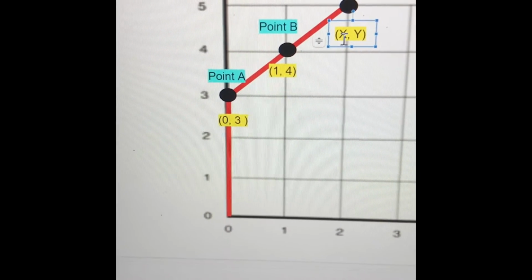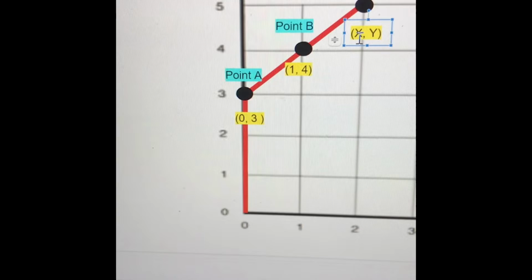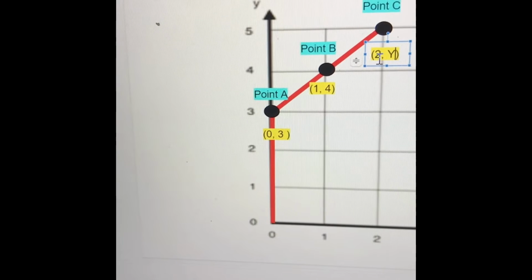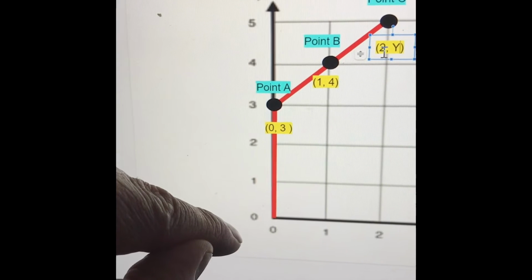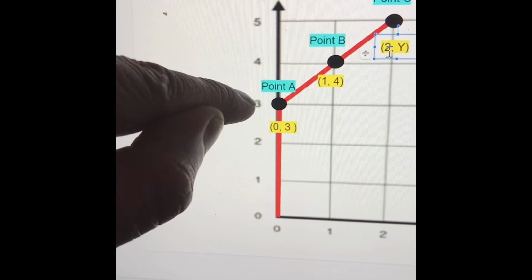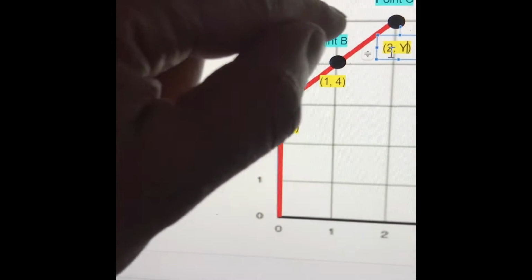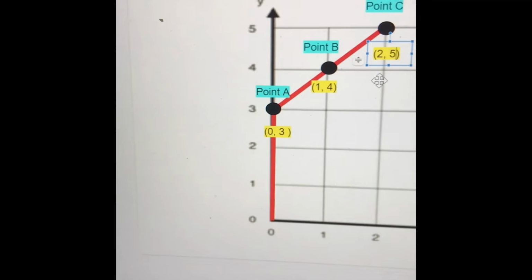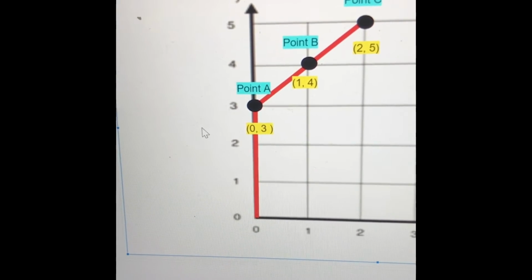Now moving on to point C, 0, 1, 2. So for point C, the value of x is 2, and then for point C, the value of y, 0, 1, 2, 3, 4, 5. Alright, now we have all the coordinates for this graph.